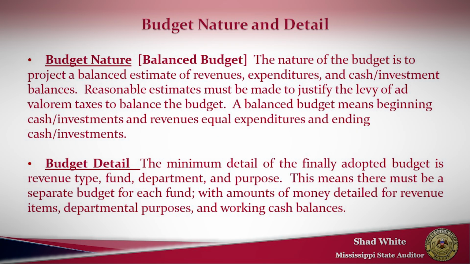It's for the public, the boards, the departments, employees, and the general public and legislatures and grantors. The nature of the budget in Mississippi is a balanced budget. A balanced budget means that you have cash and investments plus revenues minus expenditures equals ending cash and investments. Balanced means none of those numbers can be negative. That means that I'm not overspending. State law does not allow you to overspend what you don't have.